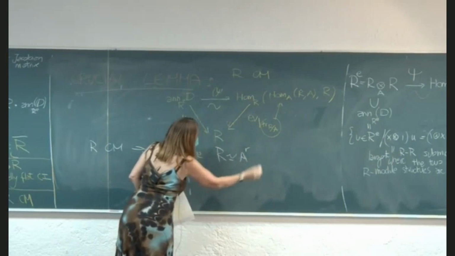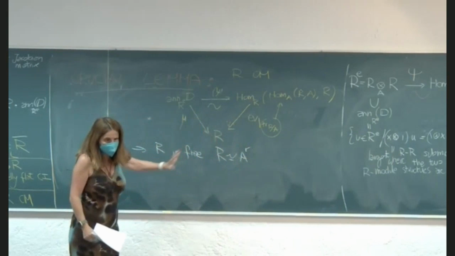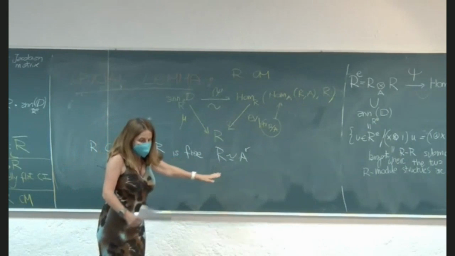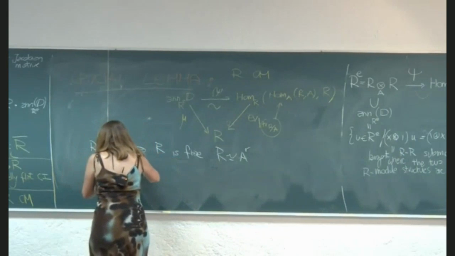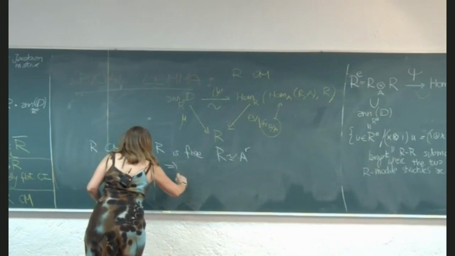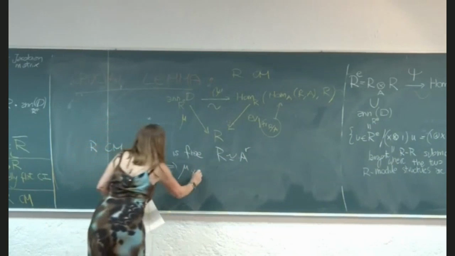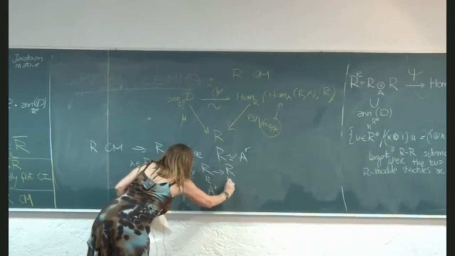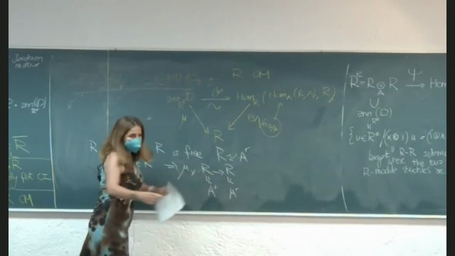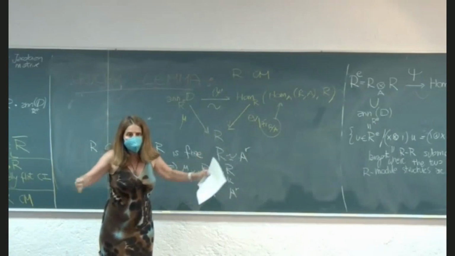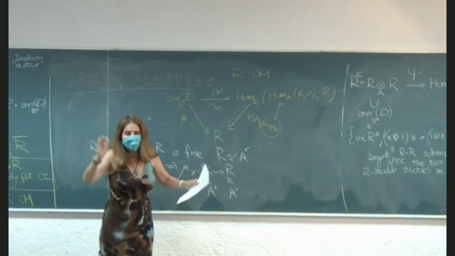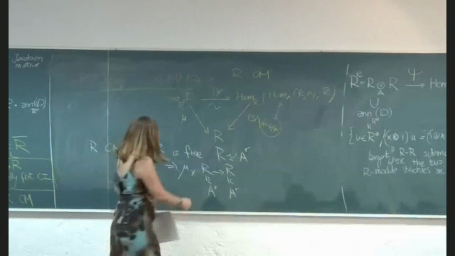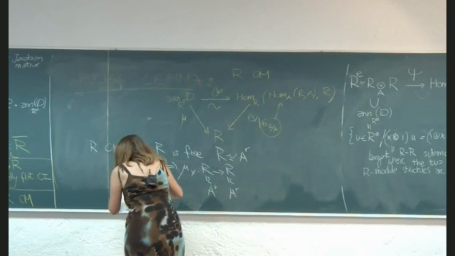If R is Cohen-Macaulay, R is free. So R is going to be A to some power. I don't know which letter to use, R, whatever. Okay? It's a free A-module. And now, take any element X in R. It gives you multiplication from R to R.